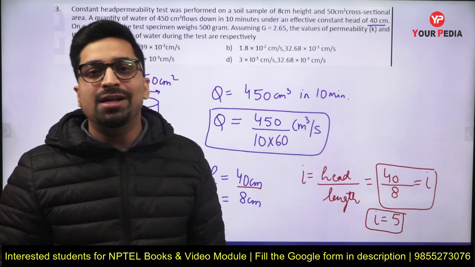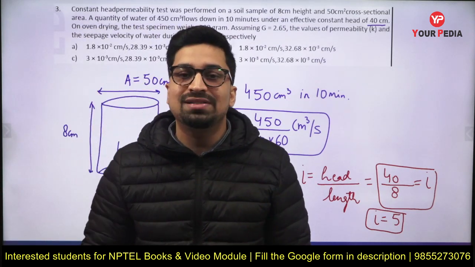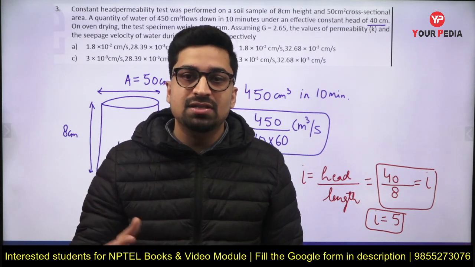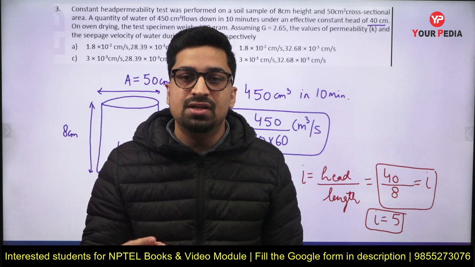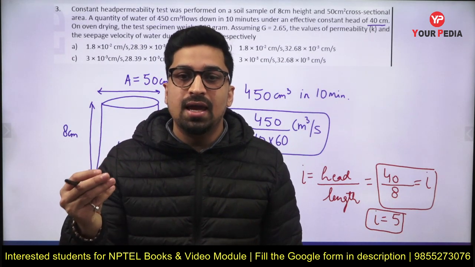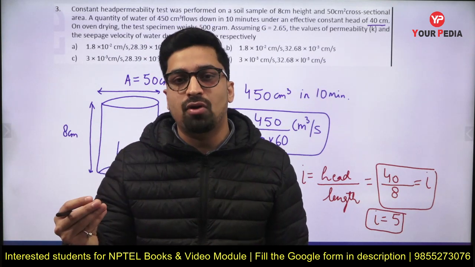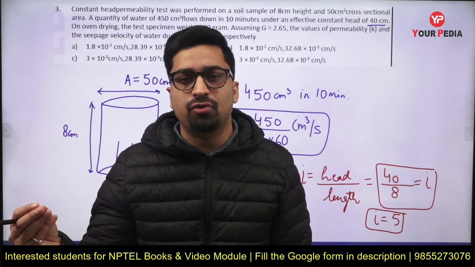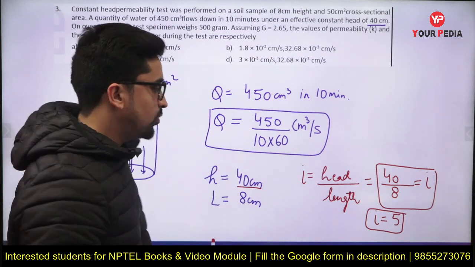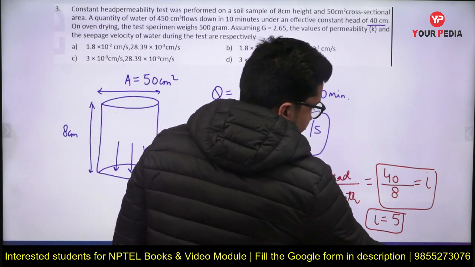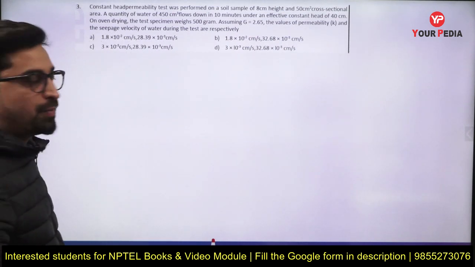So we already know that whenever water seeps through a soil sample, Darcy's law will be obeyed, and according to Darcy's law, the discharge is equal to K into I into A, where K is the coefficient of permeability, I is the hydraulic gradient, and A is the area of cross section, right. So we have all the values except the value of K. So let us apply Darcy's equation, and let us first find out the value of the coefficient of permeability.